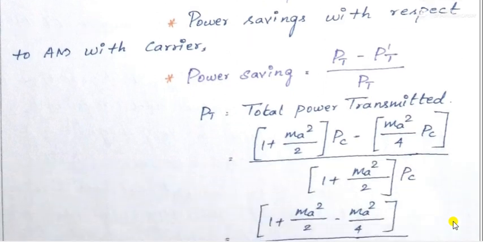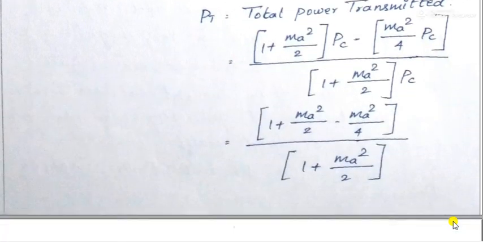Now take LCM. PC is common, so we take out PC and it is cancelled, leaving 1 plus ma squared by 2 minus ma squared by 4. Take LCM here, 4, so it is 2 ma squared minus ma squared divided by 4, so that is ma squared divided by 2, over 1 plus ma squared divided by 2.